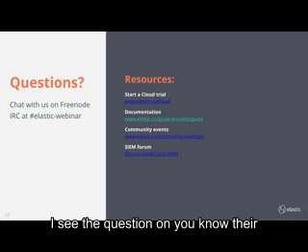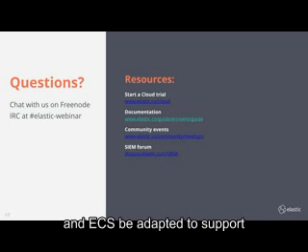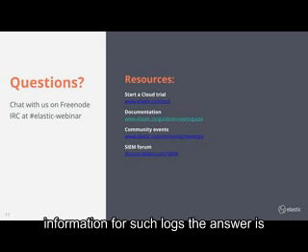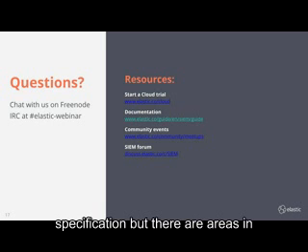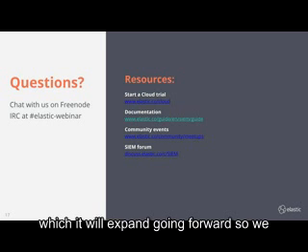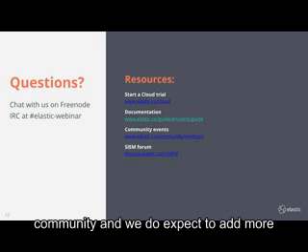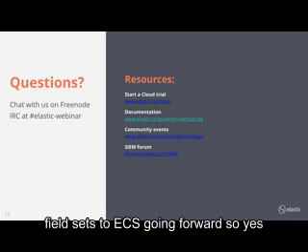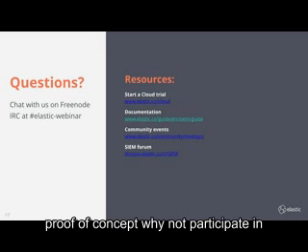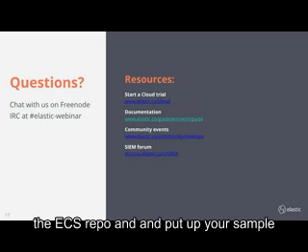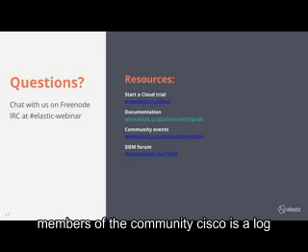I see the question on support plans for other logs: antivirus logs, internet filtering, mail tracking, and will ECS be adapted to support information for such logs? The answer is yes. ECS is generally available as a specification, but there are areas in which it will expand going forward. We have an active team working on Elastic Common Schema in concert with our community, and we do expect to add more field sets to ECS going forward. So you should not only keep an eye on that, but if you have interest or you've got a proof of concept, why not participate in the ECS repo and put up your sample mapping, because you may have done some good homework that would help other members of the community.